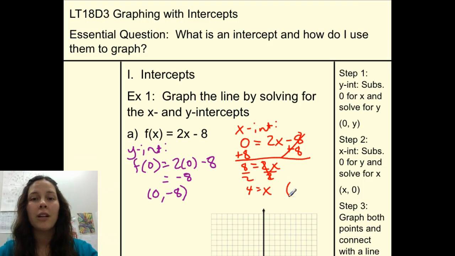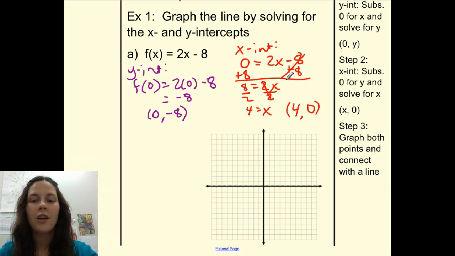So when you write your ordered pair, make sure the x always goes first, and we got an output of 0. Plotting those two values, our y-intercept was 0, negative 8, and our x-intercept was 4, 0. Once you've got your 2 points, you simply connect them with a line.